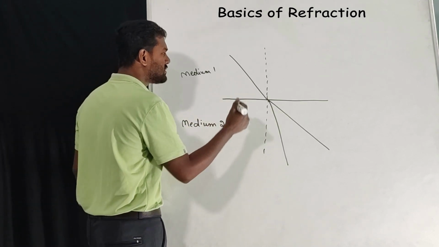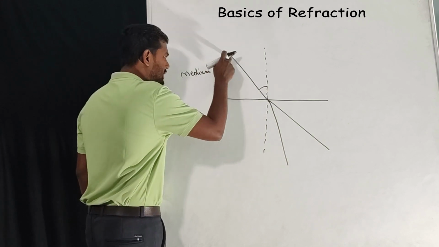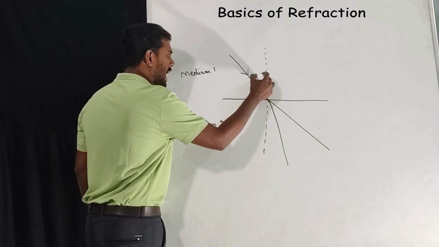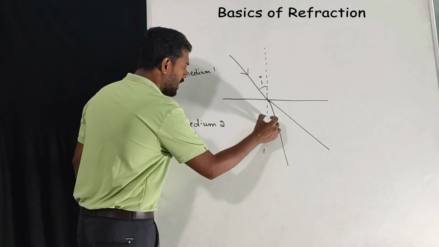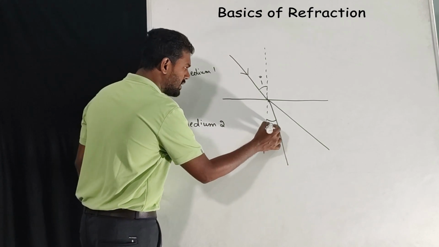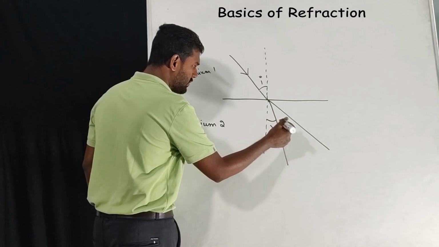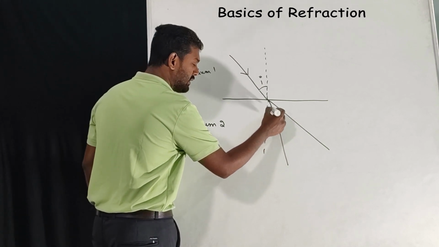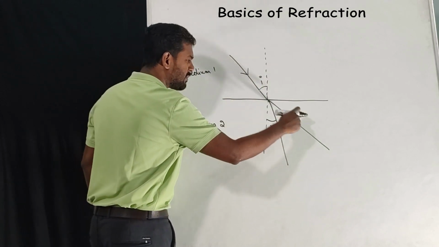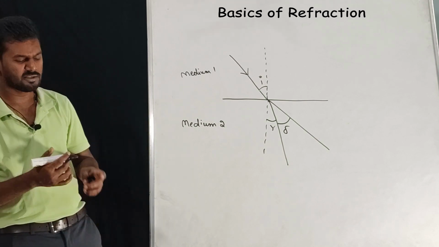Listen. Now few things we need to understand. The angle between the incident ray and the normal is called angle of incidence. Next, the angle between the refracted ray and the normal is angle of refraction. And the angle between the refracted ray and the original path of light is the angle of deviation. All these things you should know.